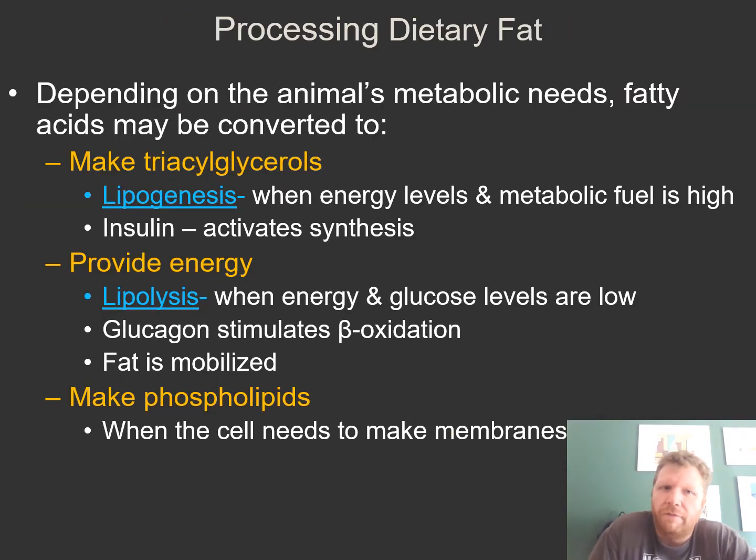Now, processing of dietary fat. Depending on an animal's metabolic needs, fatty acids may be converted to triacylglycerols through a process known as lipogenesis, when energy levels and metabolic fuel are high. Insulin is going to activate this synthesis. They also can be broken down to provide energy through the process known as lipolysis, when our energy and glucose levels are low. Glucagon is going to stimulate this lipolysis, which is also known as beta oxidation. In this case, fat is going to be mobilized. This can also make phospholipids when the cell needs to make membranes for the purpose of providing cell structure.